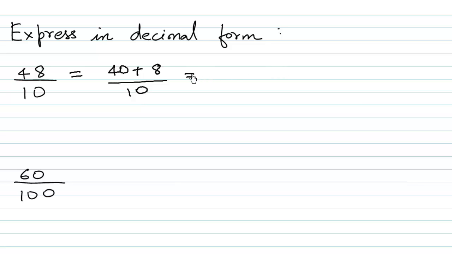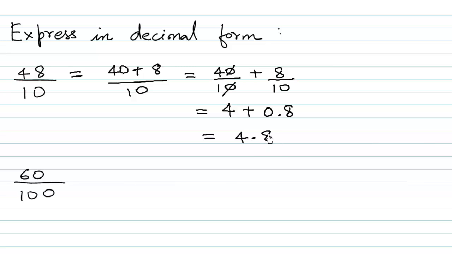And then we can split the numerators. It can be written as 40 upon 10 plus 8 upon 10. And you can cancel these zeros, so you can rewrite this as 4 plus, and then 8 upon 10 can be understood as 0.8, if you remember this. And 4 plus 0.8 is simply 4.8. This is the first idea of expressing it in decimal form.